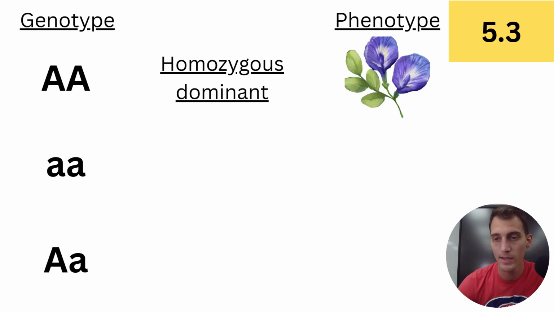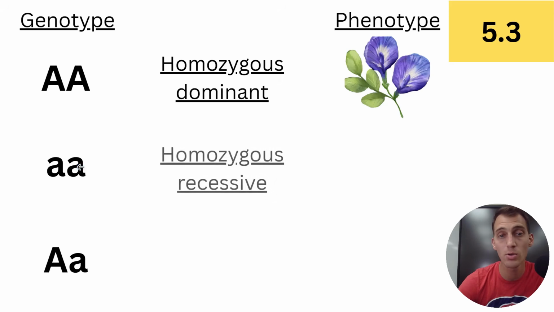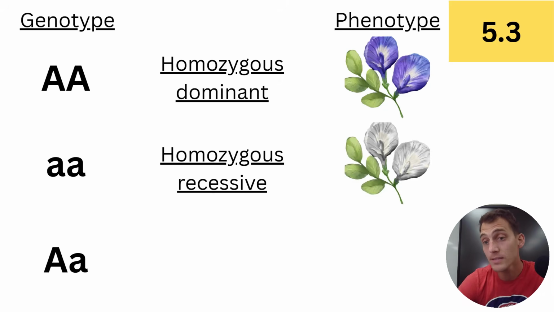But what about if you inherit 2 recessive alleles? All right, this plant over here got 1 recessive allele from one parent and 1 recessive allele from the other parent, so it's what we call homozygous recessive. Homo means same, zygous means zygote, recessive. All right, that zygote has 2 of the same recessive allele. What color is it? Well, it's going to be white. All right, it's going to have white petals.